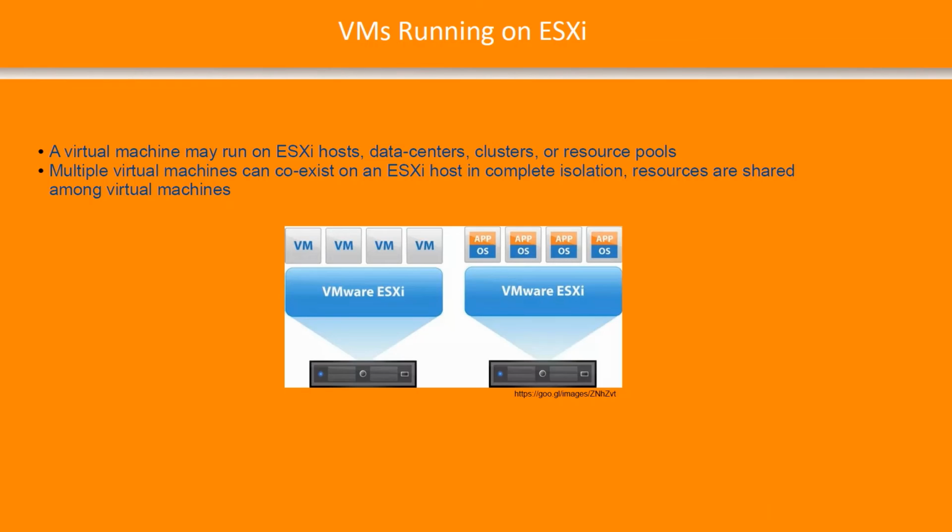As for the relationship of VMs running on ESXi, a virtual machine may run in a number of places, including an ESXi host within a data center, clusters, or as part of a resource pool. Multiple virtual machines coexist on an ESXi host in complete isolation, and they are sharing the resources among other virtual machines, as shown in the picture here.